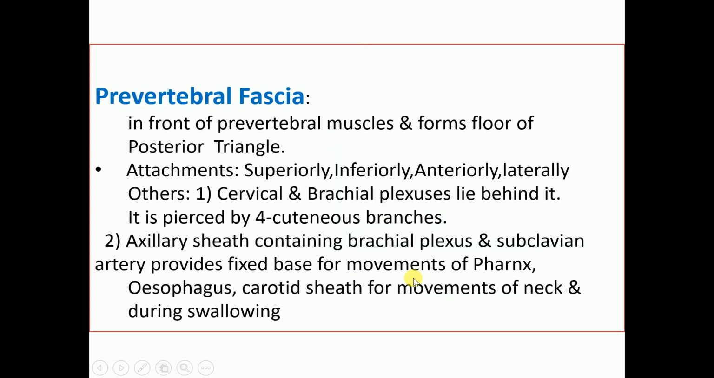Now the prevertebral fascia. It is extremely strong and lies in front of the prevertebral muscles. Now tracing of the prevertebral fascia. It also forms the floor of the posterior triangle of the neck. Now attachments superiorly, inferiorly, anteriorly and laterally. When we trace laterally, it covers the scalene muscles, levator scapulae and splenius capitis, forming the fascial carpet of the posterior triangle. Also we can say the muscles of the floor of the posterior triangle are covered by the prevertebral fascia, and the roots of the cervical spinal nerves that form the cervical and brachial plexus lie deep to the prevertebral fascia.